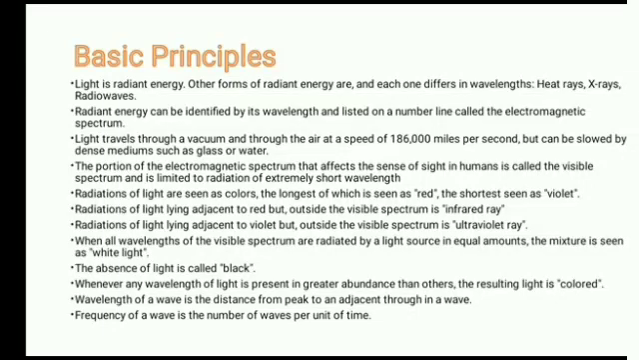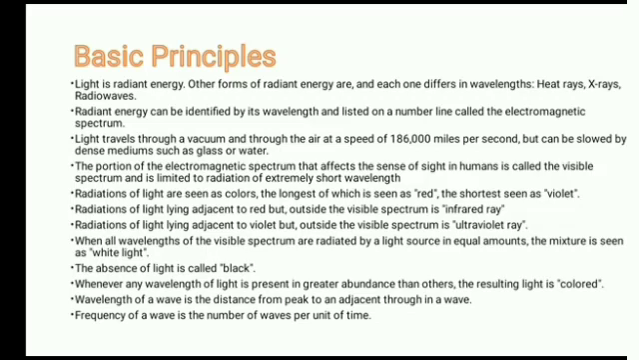The portion of the electromagnetic spectrum that affects the sense of light in humans is called the visible spectrum and is limited to radiation of extremely short wavelength. Radiations of light are seen as colors, the longest of which is seen as red, the shortest seen as violet. Radiation of light lying adjacent to red but outside the visible spectrum is infrared. Radiation of light lying adjacent to violet but outside the visible spectrum is ultraviolet ray.